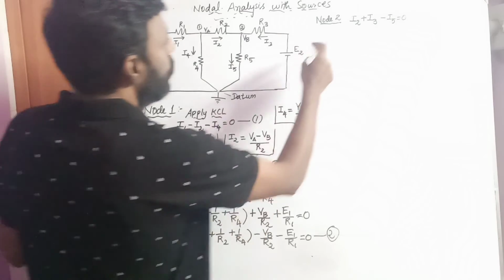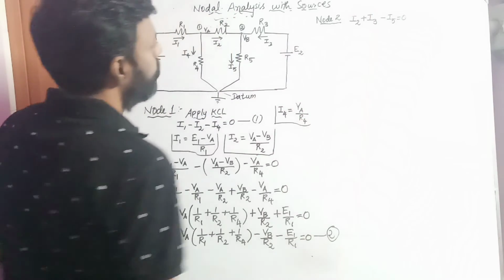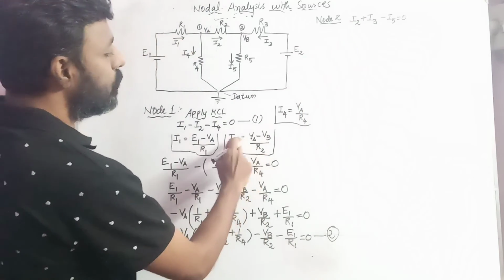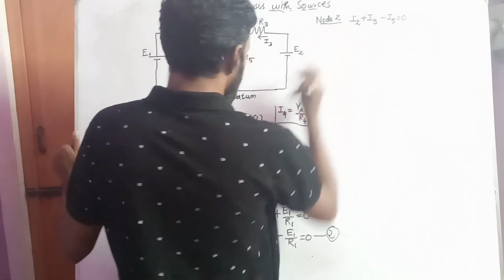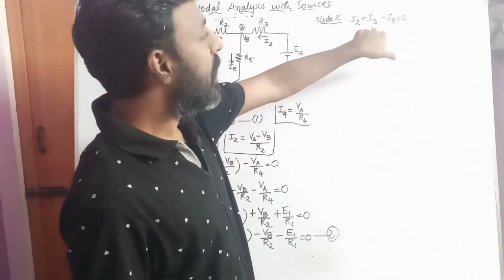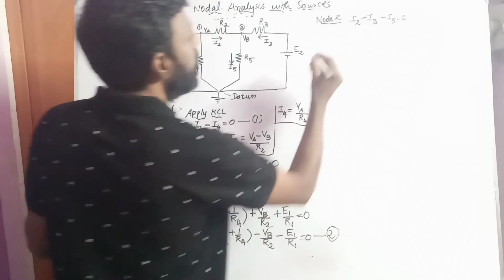So now we know the value of I2. The value of I2 has already been found. I2 equals VA minus VB divided by R2. What is the value of I3? I3 we need to find.